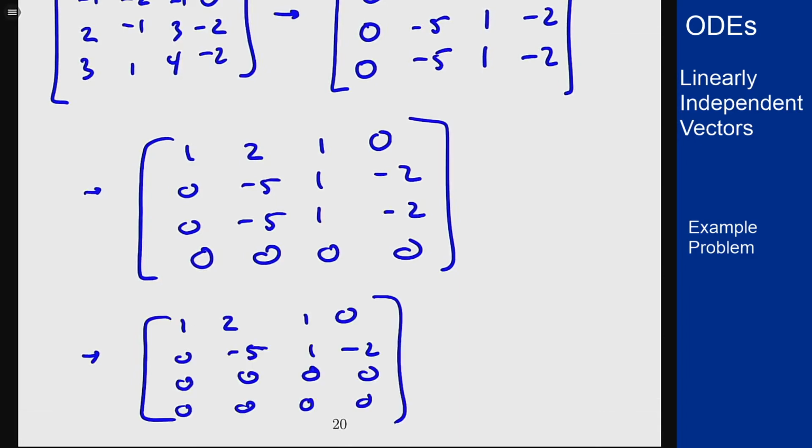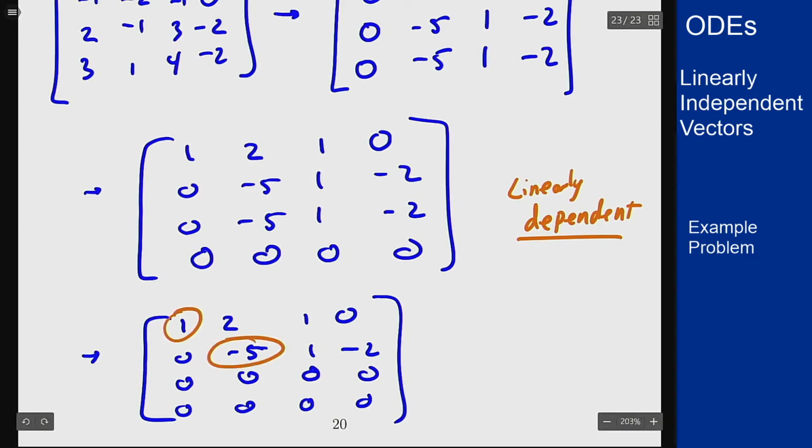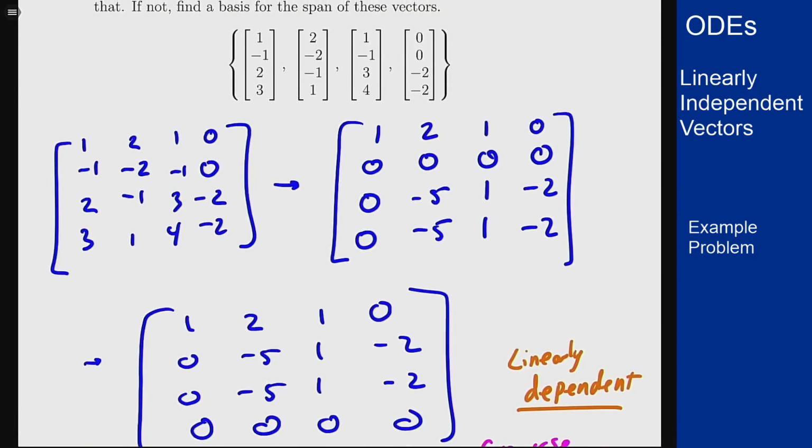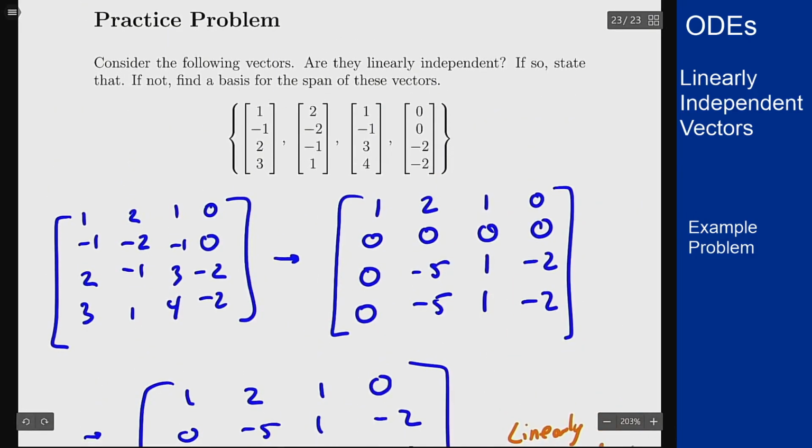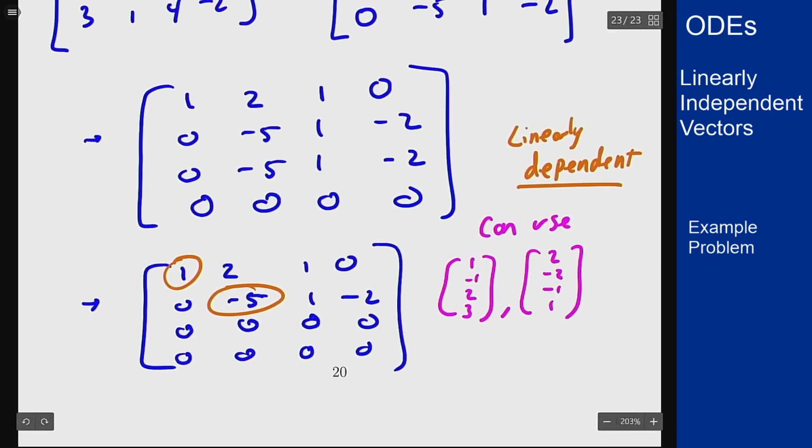So from this I can see that I do have a couple 0 rows here, or in particular I have non-pivot columns here and here, which means that these vectors are linearly dependent. And I can take the first 2 columns as a basis for the set because these first 2 columns are my pivot entries here. So I can use these first 2 columns, which are (1, -1, 2, 3) and (2, -2, -1, 1), as a basis for the span of these vectors.